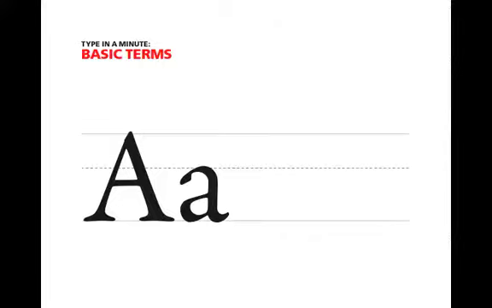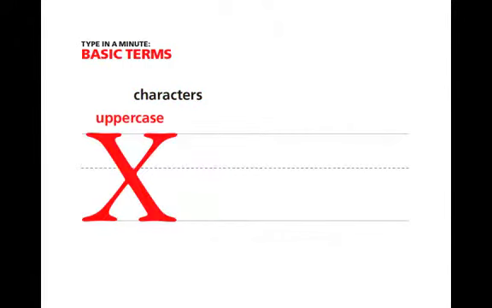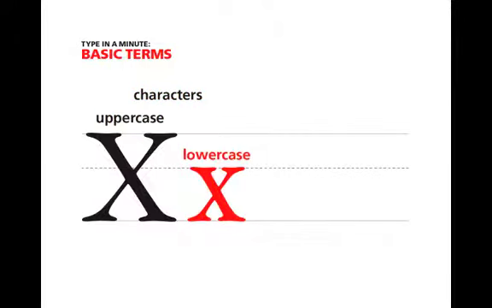Let's talk about basic terms. When we first learned to write our ABCs, we called them letters, big and small. Here in typography, we call them characters, uppercase and lowercase. Well, these terms come from the early days of printing, when each letter was its own metal block, and printers stored the big ones in a case on top, the small ones in a case on the bottom.